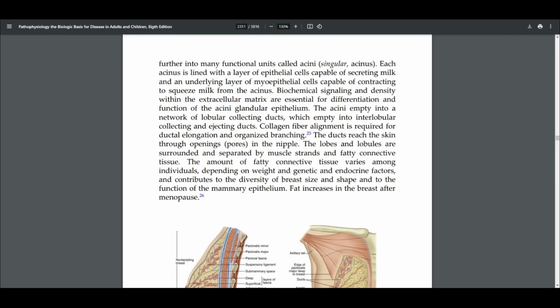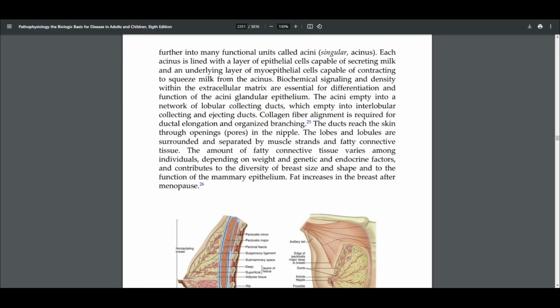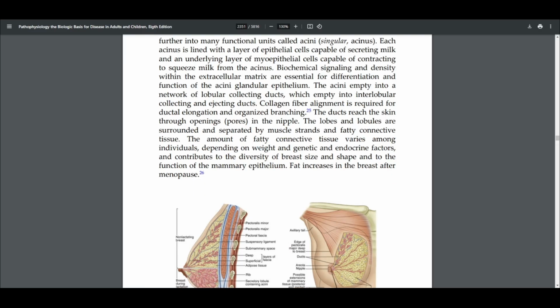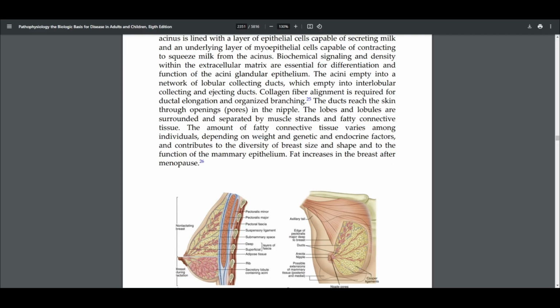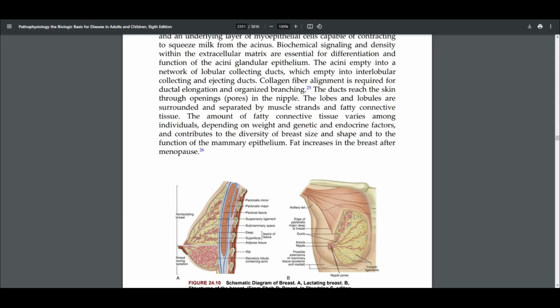The lobes and lobules are surrounded and separated by muscle strands and fatty connective tissue. The amount of fatty connective tissue varies among individuals, depending on weight and genetic and endocrine factors, and contributes to the diversity of breast size and shape, and to the function of the mammary epithelium. Fat increases in the breast after menopause.